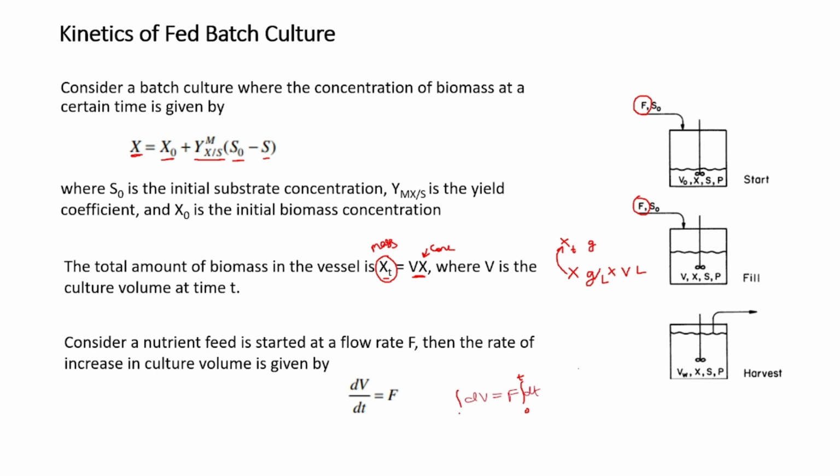So at time t equal to 0 the volume is 0, and at time t equal to t the volume is V. Okay, let's consider the initial volume to be V0. So at time t equal to 0 the initial volume is V0, and after time t the final volume is V. So if you integrate this expression you will get V is equal to V0 plus Ft. Okay, so this is the relationship between the initial volume and the final volume along with the flow rate.